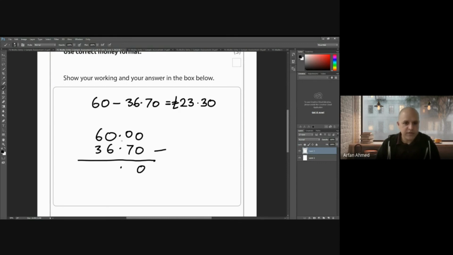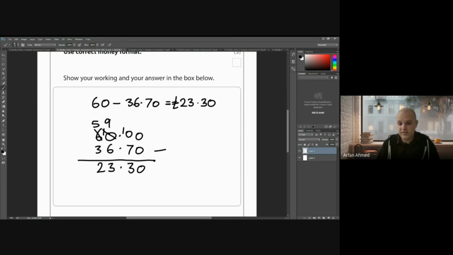0 take away 7 you can't do. You're going to have to borrow, but I can't borrow from this 0. I'm going to have to borrow from the 6. Make that a 5. That becomes a 10. Let's borrow from that now. Now we can do 10 take away 7. 9 take away 6. 5 take away 3. Yeah, you get the same answer.